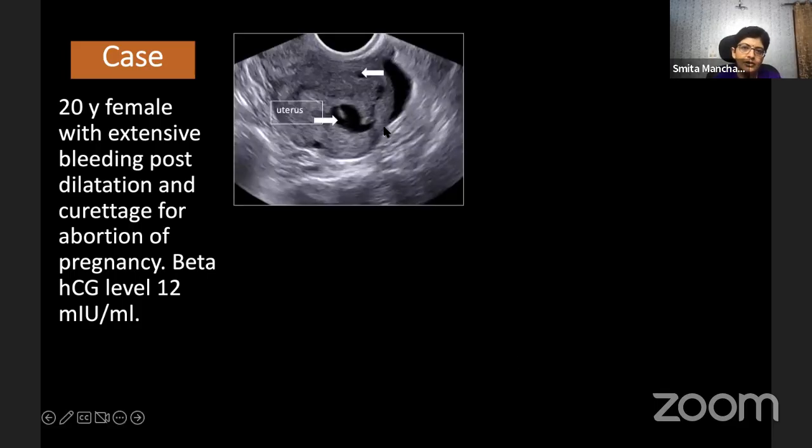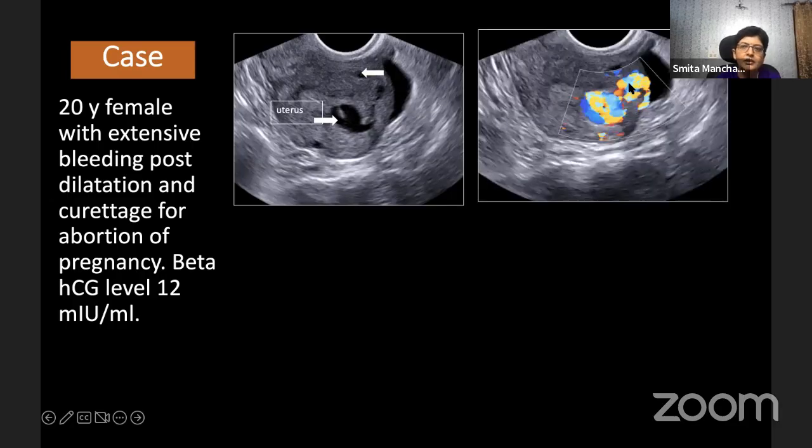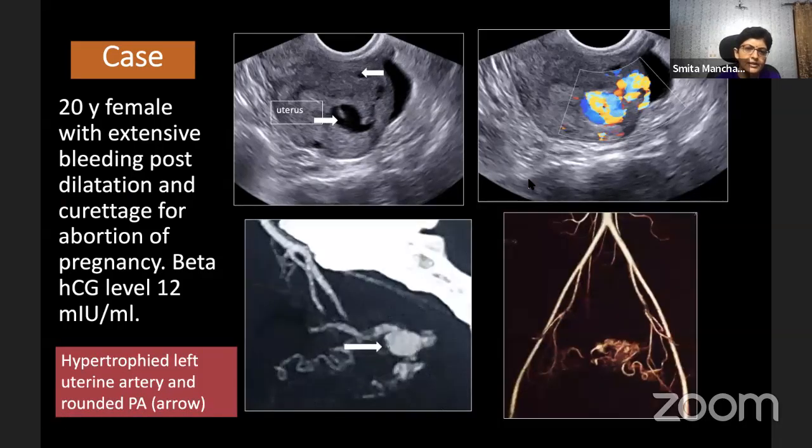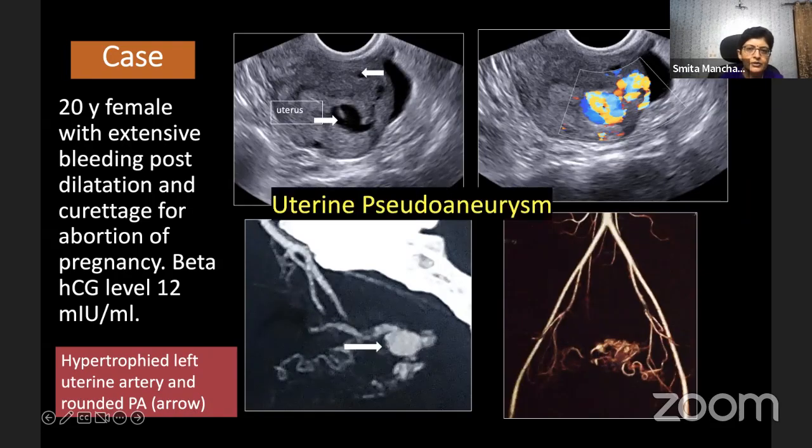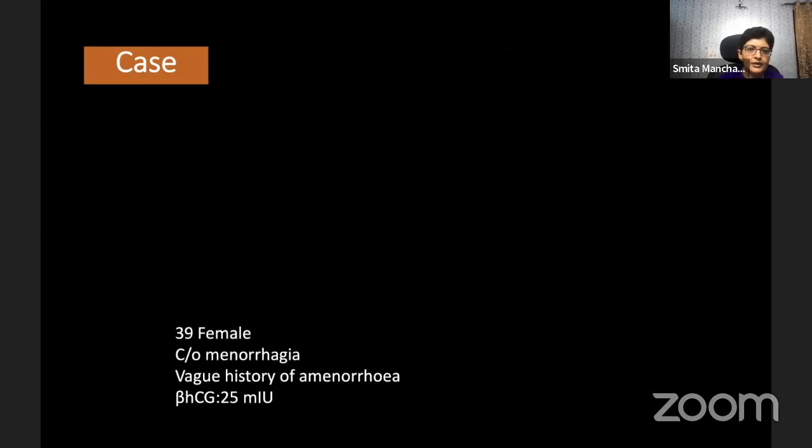This is a TVS image. Now we are seeing the endometrial cavity, and we are seeing a well-defined anechoic lesion, which is partly cystic and partly tubular in appearance within the cavity. On putting the color Doppler, intense vascularity and the typical Yin-Yang pattern is seen. When the CT angiography was done, we could see that there was a hypertrophied left uterine artery and there was a rounded pseudoaneurysm seen within this lesion. So this was a uterine pseudoaneurysm.